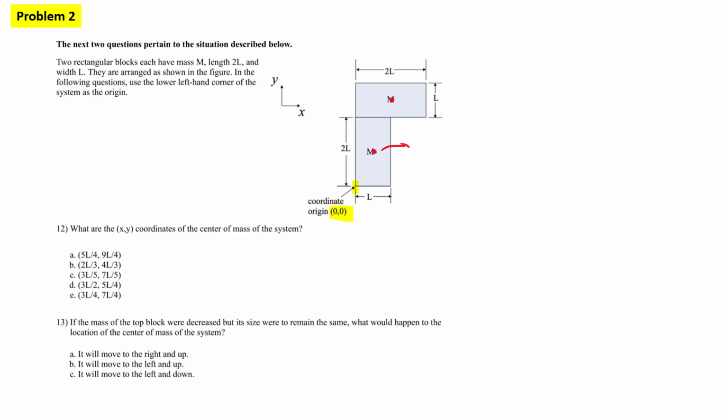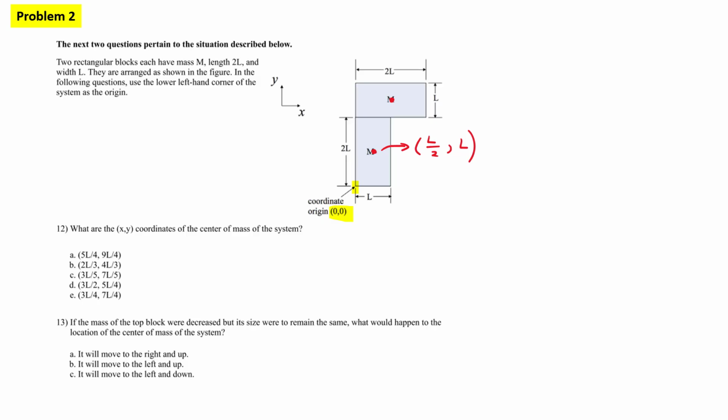Let's go ahead and write down what is the coordinate of the center of mass of this lower rectangular block. The coordinate here would be given by, well, it has an x value which is going to be L divided by 2, and it has a y value which is going to be, again, just the value L. It's always at its geometrical center.